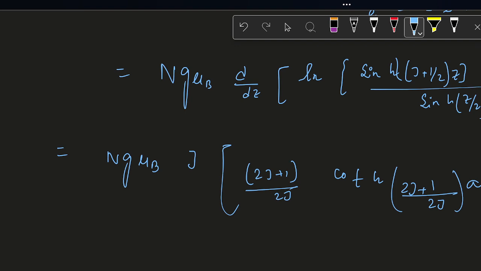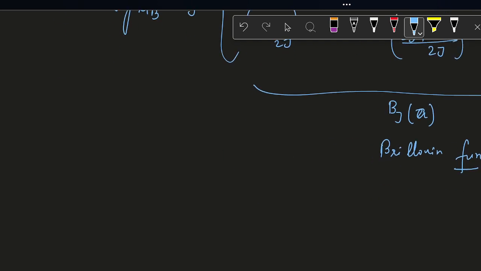In Mathematica it can be done in minutes. So this is coth. The sinh function changes to coth when you have taken the ln and also the derivative like that. So this is the final form that we get, and this total function is your Brillouin function, Bj(a). And a, you have redefined your a.